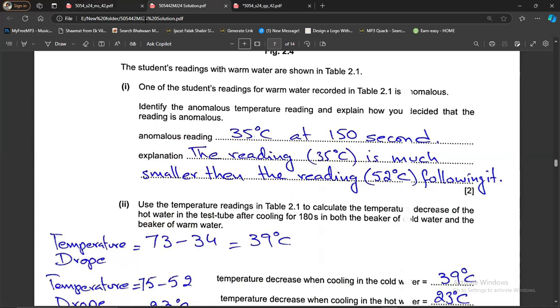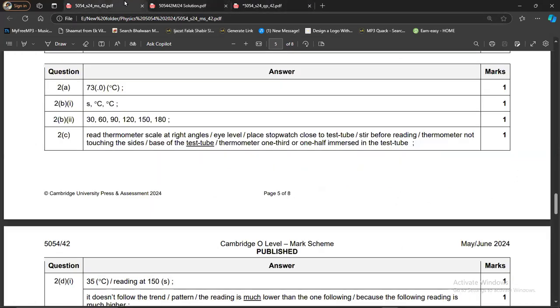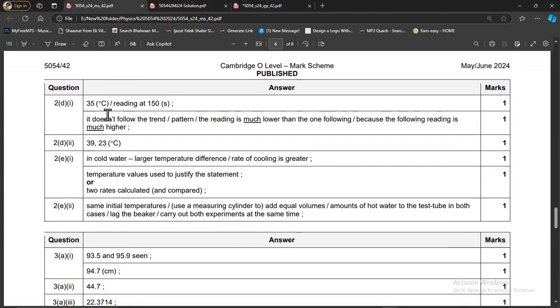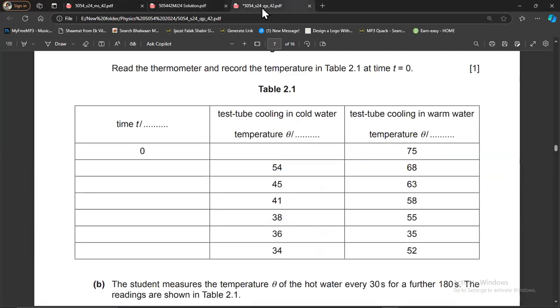Okay, then let's have a look at the marking scheme. So you can look at the marking scheme. Okay, what do they say?